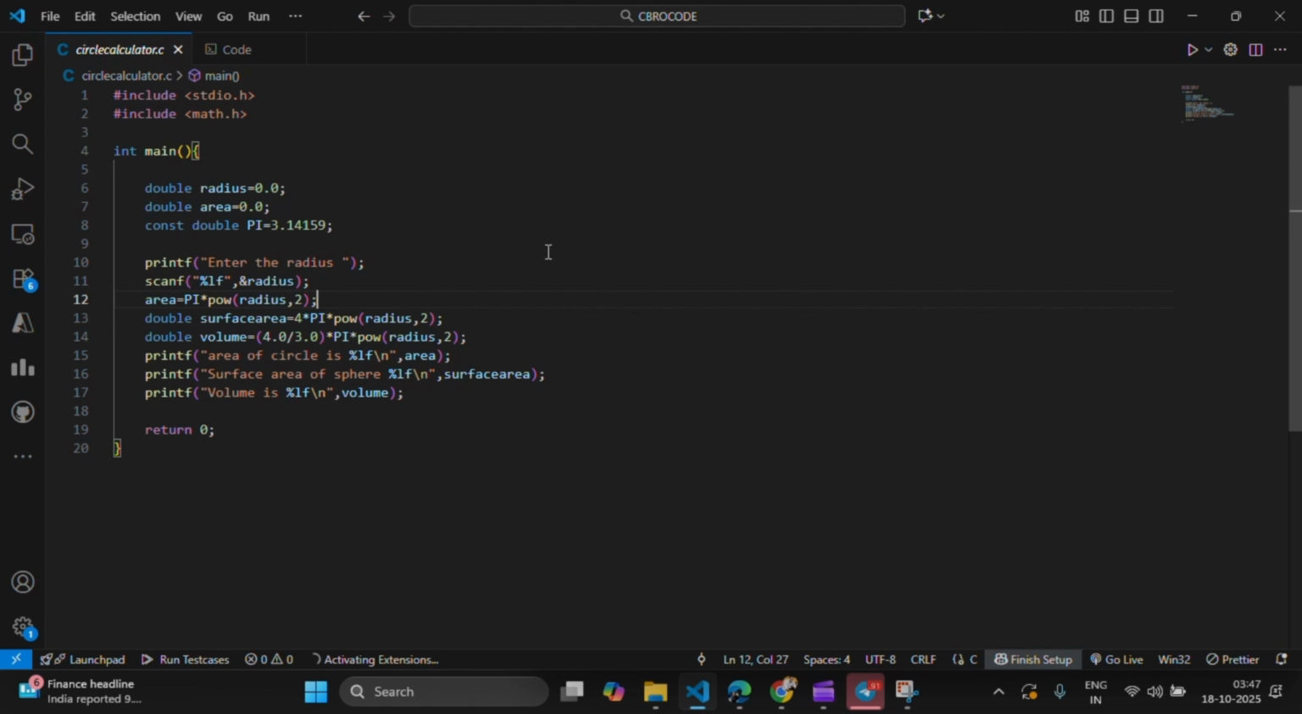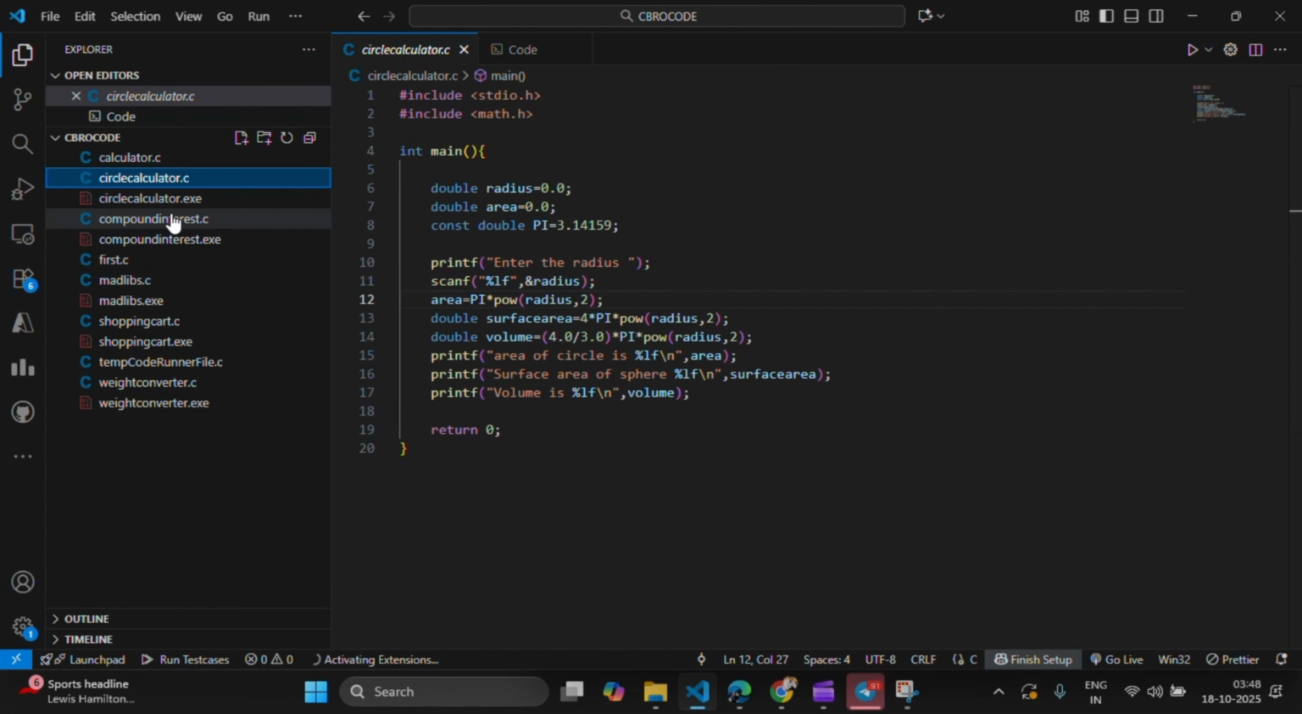So math.h provides us with various functions such as square root, sine, and floor for rounding off, and various other functions. So this is our circle calculator and you should discover math.h on your own, which will be much better for you, and you must practice these programs.